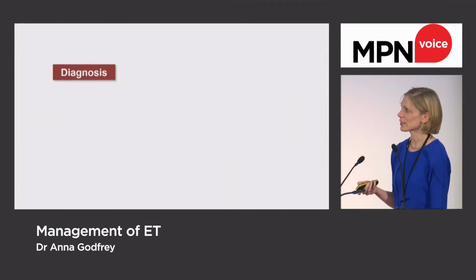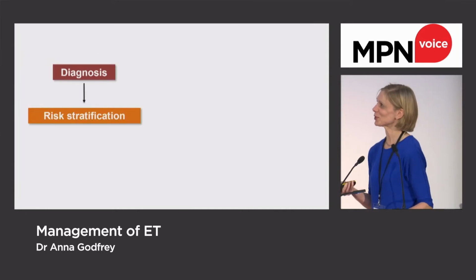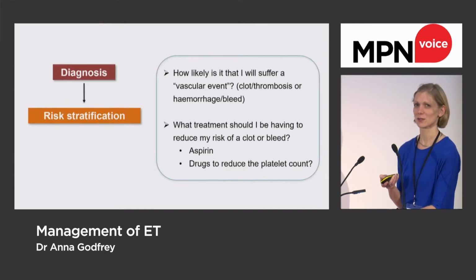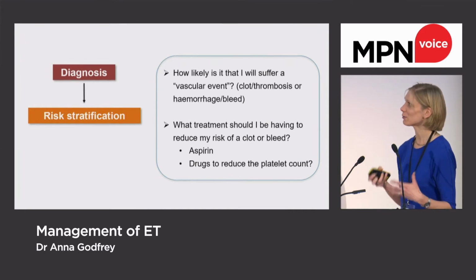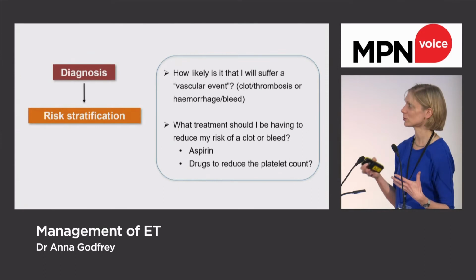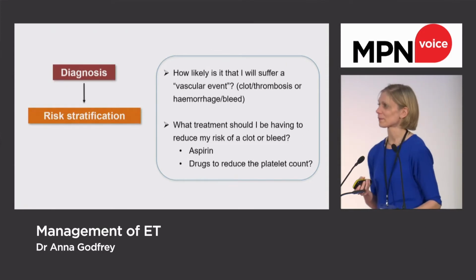So what do we do? We make our diagnosis. Sometimes we do a bone marrow biopsy, sometimes we don't. And then we do what's called risk stratification. So what risk stratification means is your doctor trying to work out how likely it is that you might suffer a vascular event. So either a clot, or thrombosis, as we might call it, or a hemorrhage or a bleed.